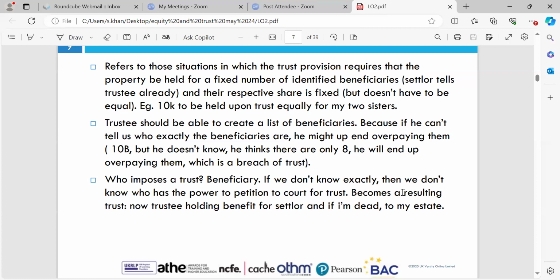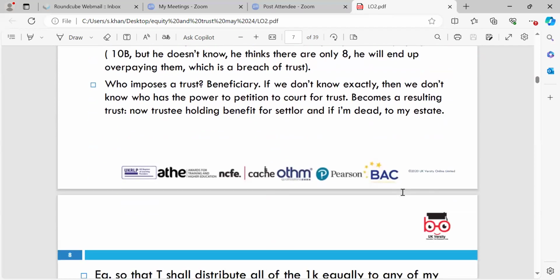So here it says that if we do not know who the beneficiary is, then we don't know who has the power to petition the court. It becomes a resulting trust. The trustees are then holding the benefit for the settlor, and if, like we mentioned in the example, they died, it goes to my estate. So this is how it is.